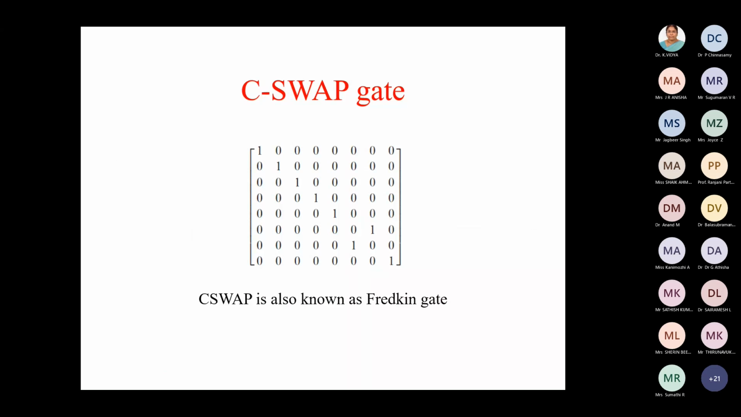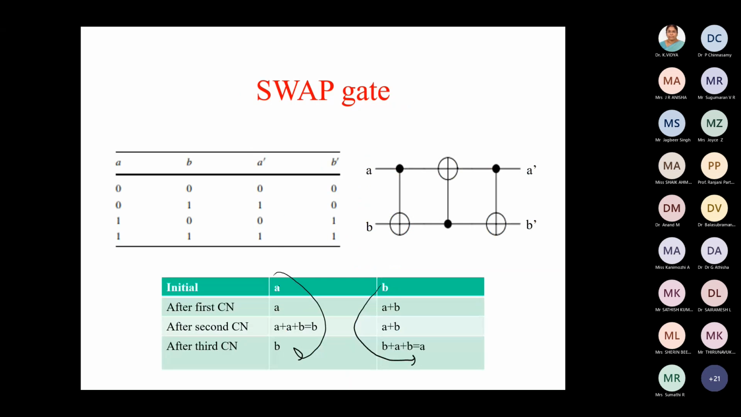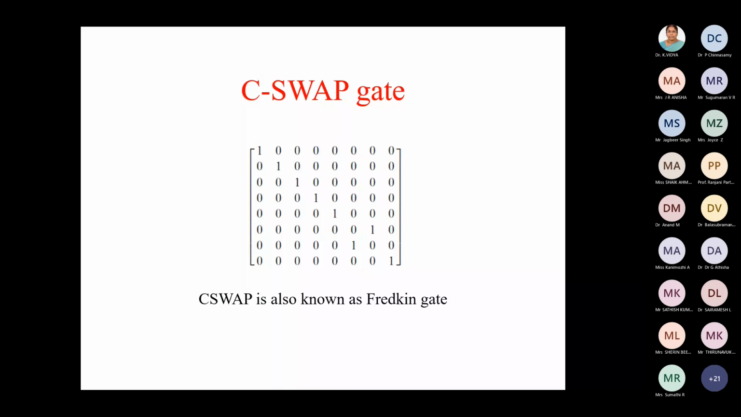Controlled swap is nothing but a swap only. Whenever the first bit is 1, it will be like this. There is a control bit, and then these 2 bits. It will swap them based on this value. So when this control qubit is 1, it will swap this B, or you can call it D. This B and D qubit will swap if the first qubit is 1. And it is called the Fredkin gate.